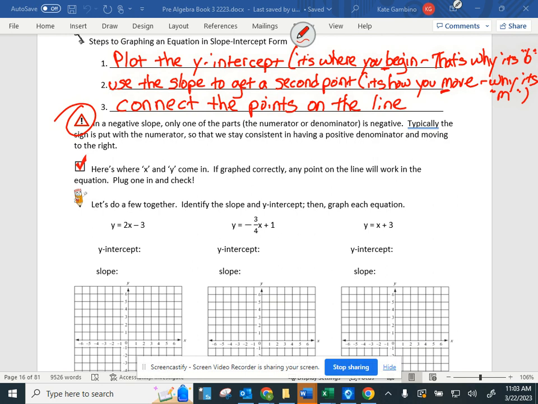Here's where the x and the y come in. If it's graphed correctly, any point on the line will work in the equation. This is how we check our work. Plug one in and check. So it's always good to know how to check your work. Did I do it correctly? So we're going to do a few together. So I'm going to move up.